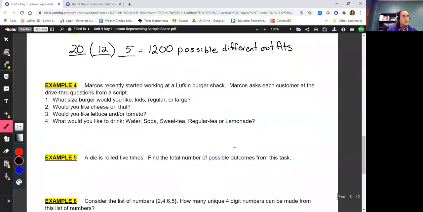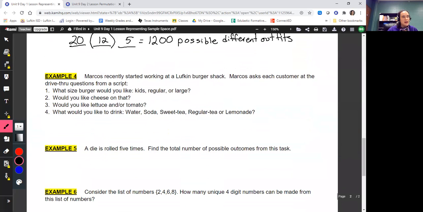Our next example, Marcos recently started working at the Lufkin Burger Shack. Marcos asks each customer at the drive-thru questions from a script. What size burger would you like? Kids, regular or large? Would you like cheese on that? Would you like lettuce and or tomato? What would you like to drink? Water, soda, sweet tea, regular tea, lemonade. So we have 4 different spots because we have 4 questions, 4 blanks. Our first one is what size of burger? Kids, regular or large? So there are 3 options for that.